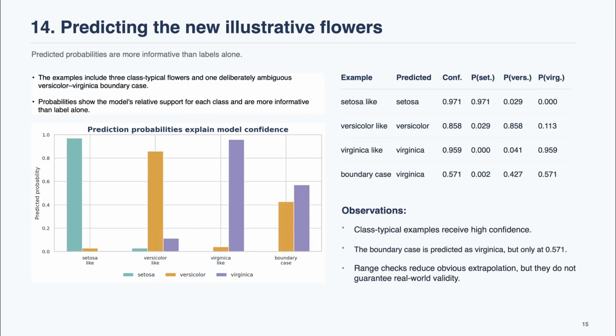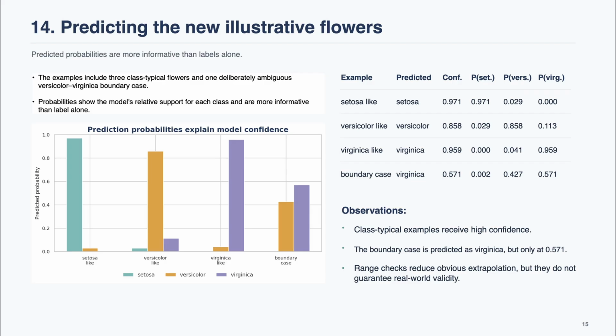After evaluation, we use the fitted model to predict new flower examples. The examples include 3 class-typical flowers and 1 deliberately ambiguous boundary case. For class-typical examples, the model gives high-confidence predictions. The setosa-like example is predicted as setosa with high probability. The versicolor-like and virginica-like examples also receive strong support for their predicted classes.